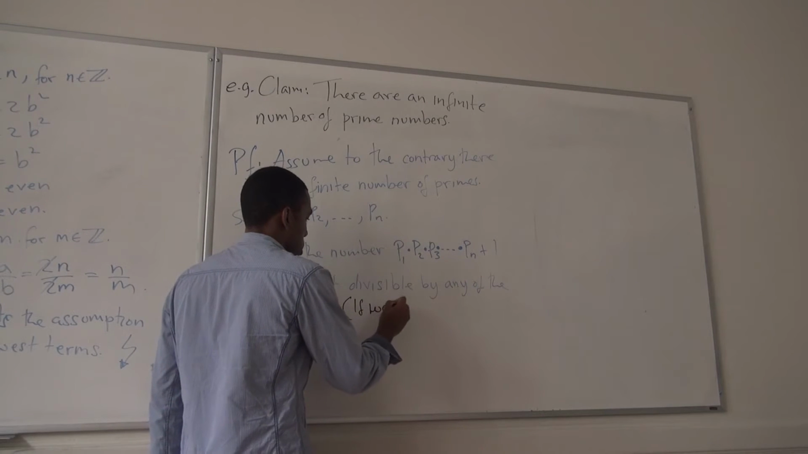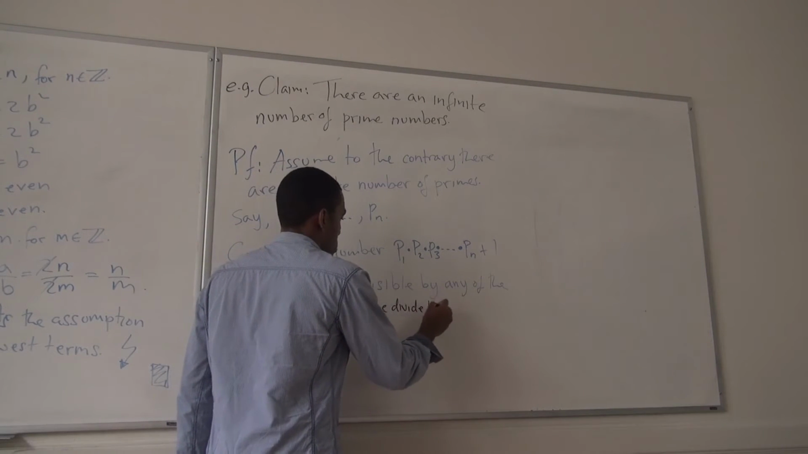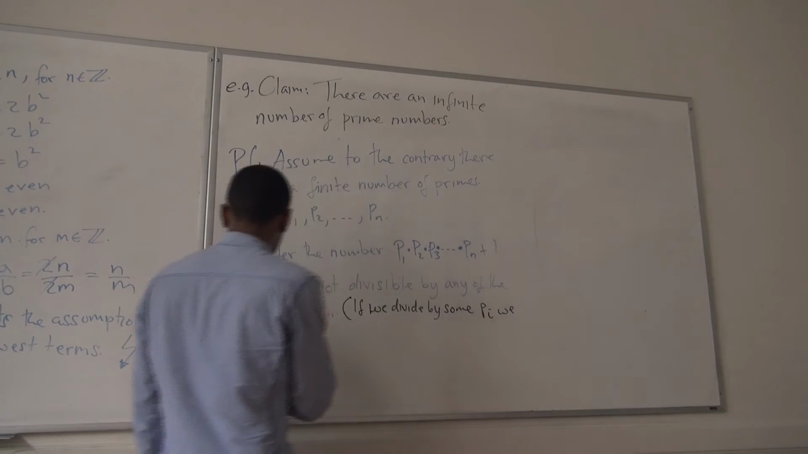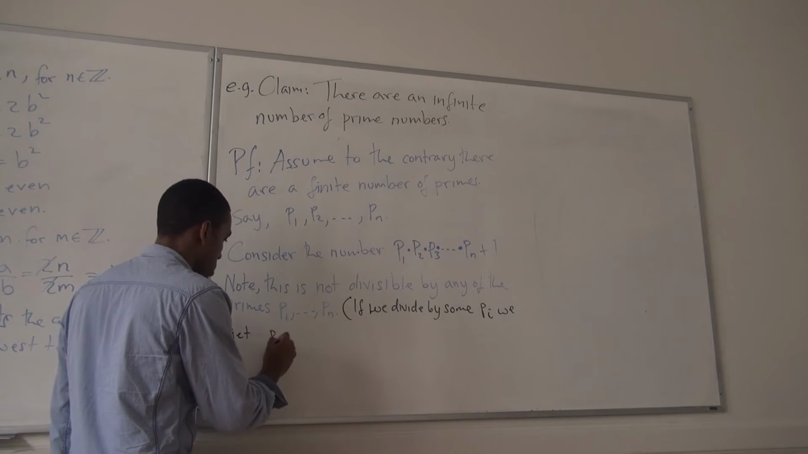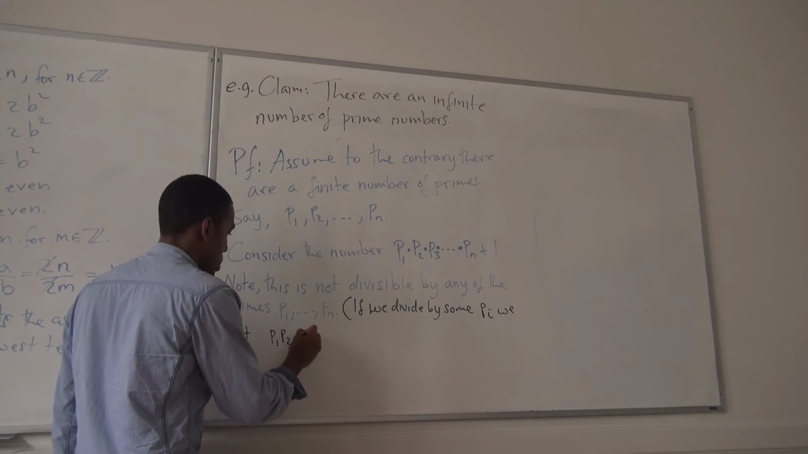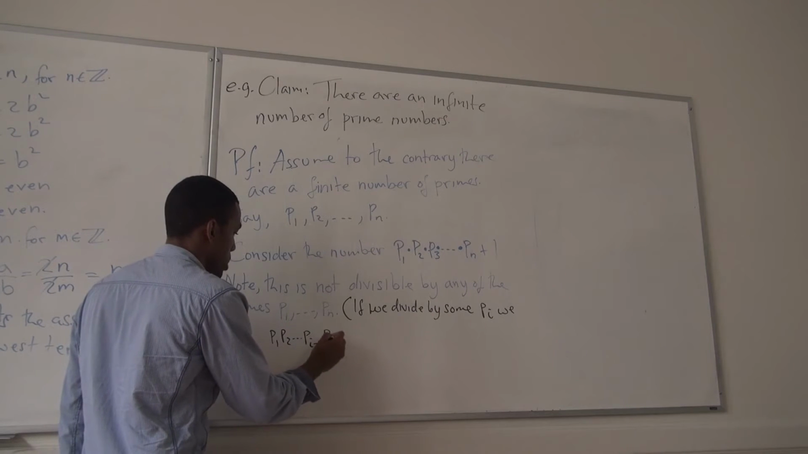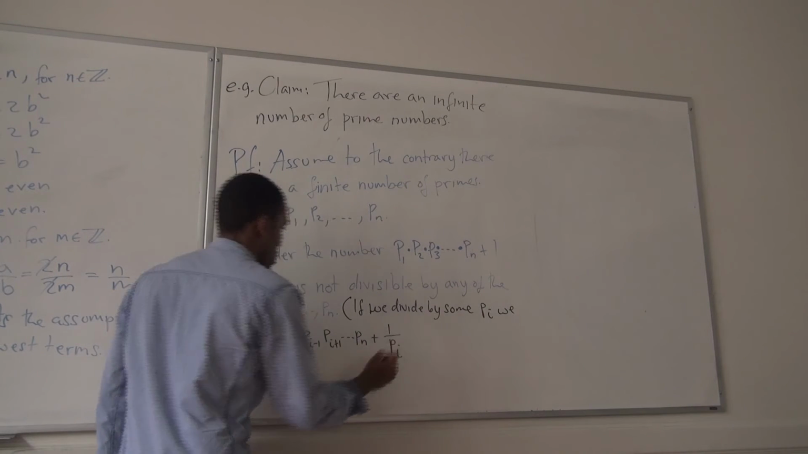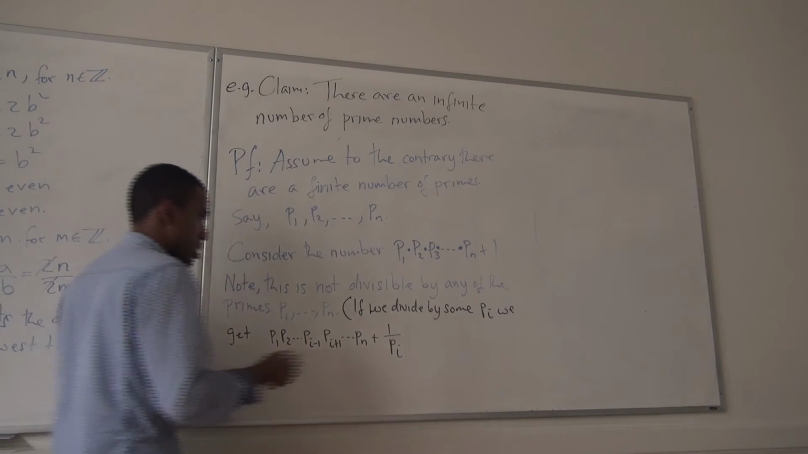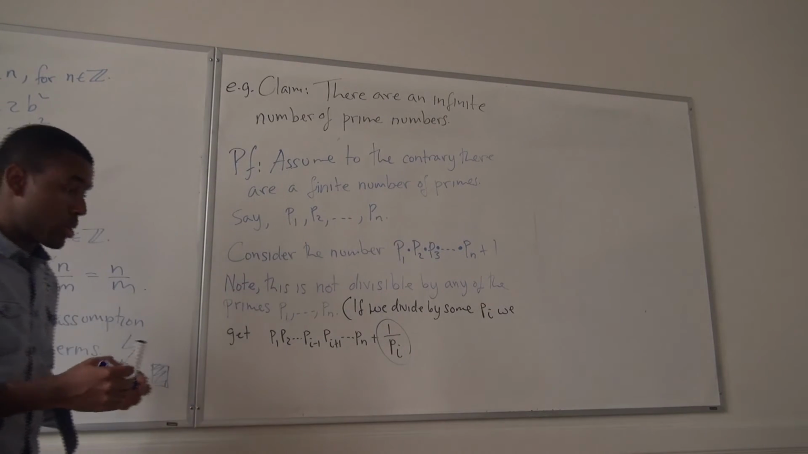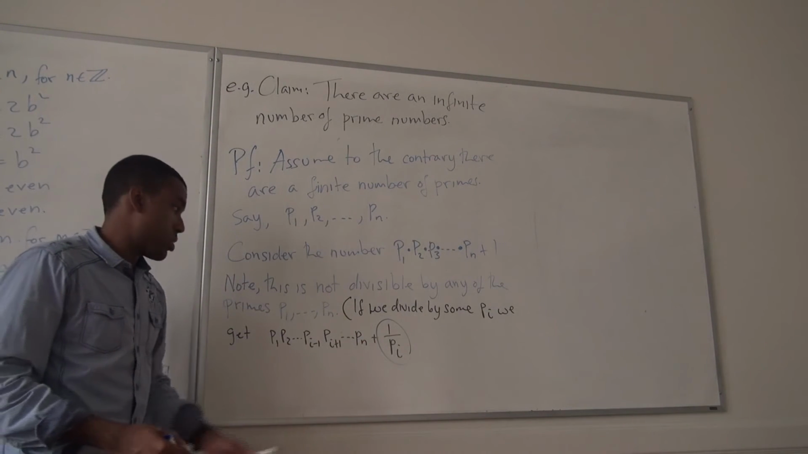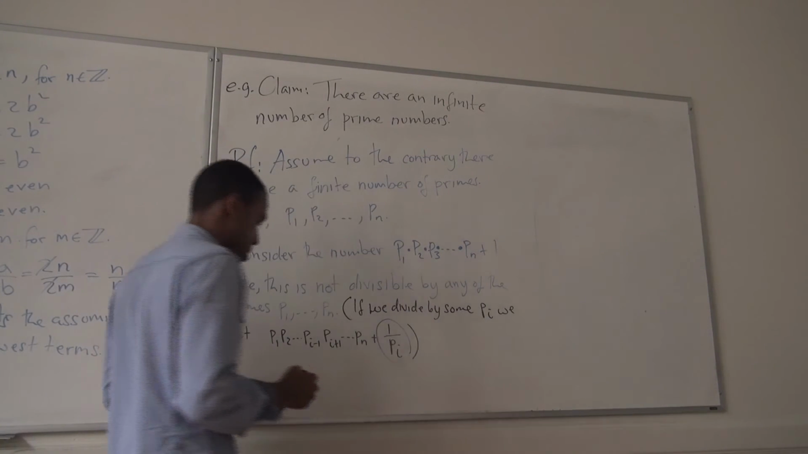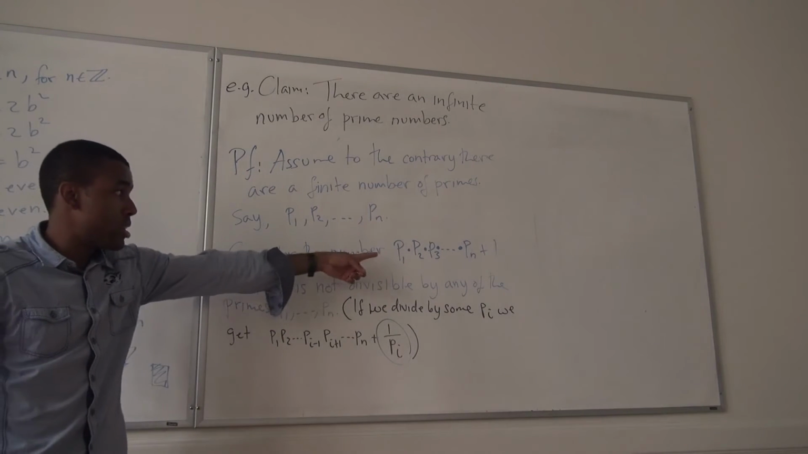If we divide by some Pi, we get P1, P2, up to Pi minus 1, Pi plus 1, up to Pn, plus 1 over Pi. And this here is not going to be an integer, because your primes are 2 or bigger. So it's going to be an integer plus a fraction, which is not going to be another integer. So we know it's not divisible by any of these guys.